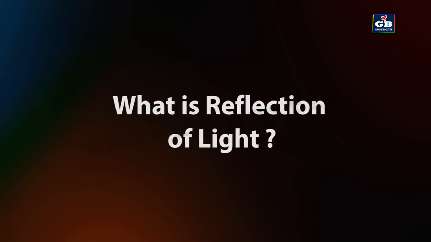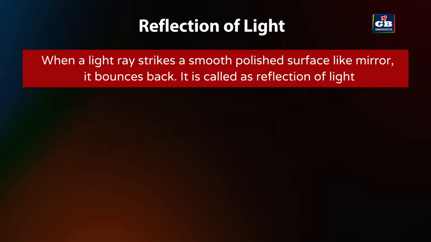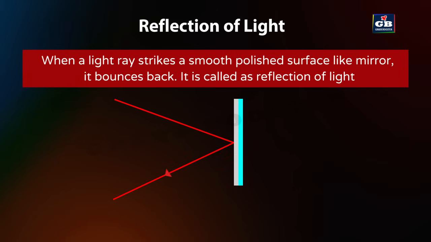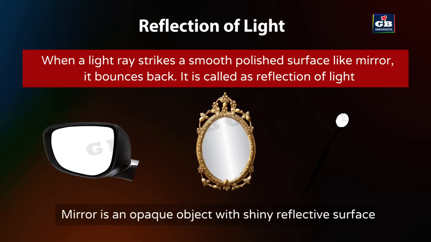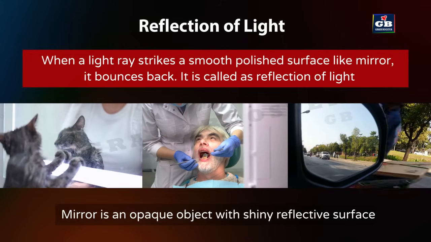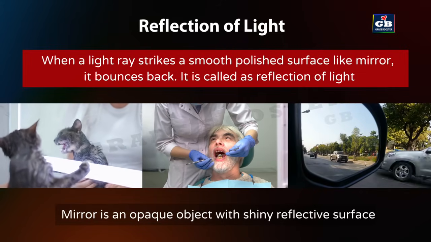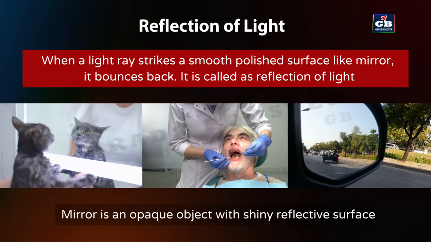What is reflection of light? When a light ray strikes a smooth polished surface like a mirror, it bounces back. It is called reflection of light. We can study the reflection of light with the help of mirrors. A mirror is an opaque object with a shiny reflective surface. It is because of the reflection of light that we are able to see our images in mirrors.